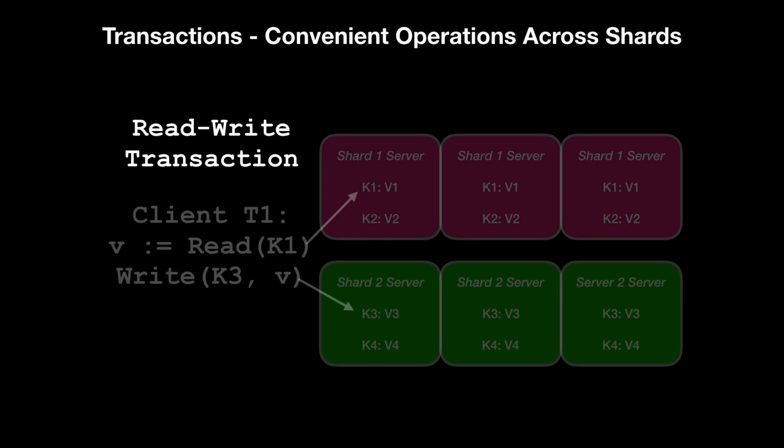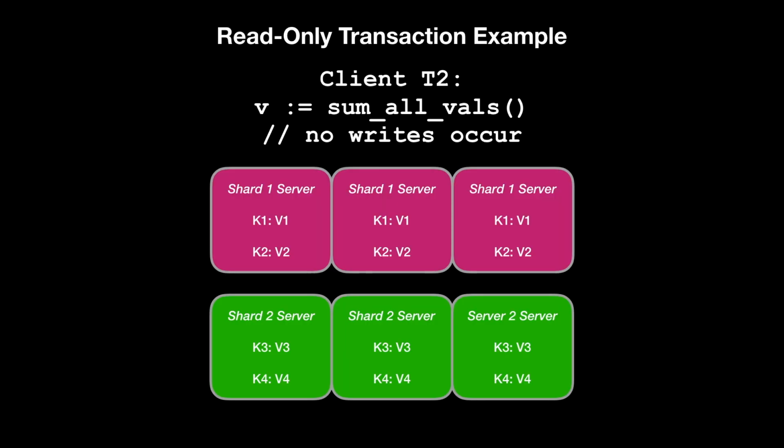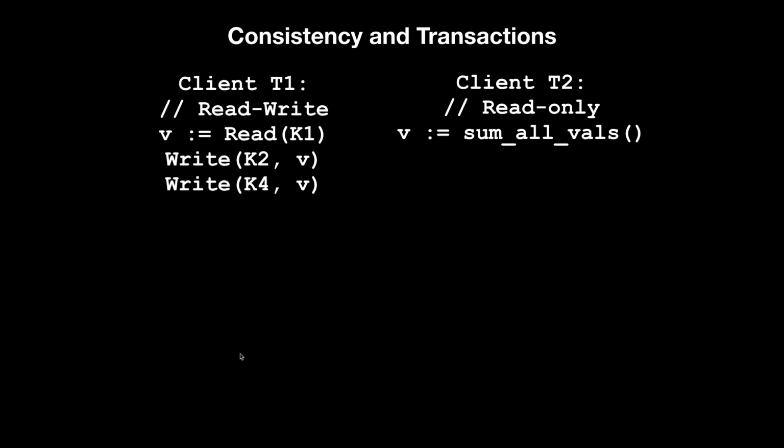Supporting transactions is crucial for the usability of our distributed database because they are so convenient. Another example of a transaction would be a read-only transaction in which no writes occur. In this transaction, we're going to basically just take the sum of all of the values of the keys. One of the main challenges in supporting transactions is maintaining strong consistency.